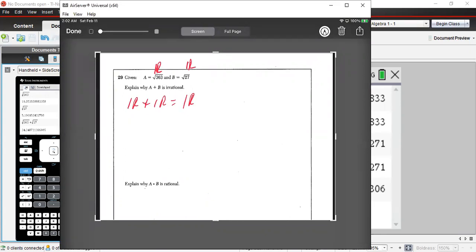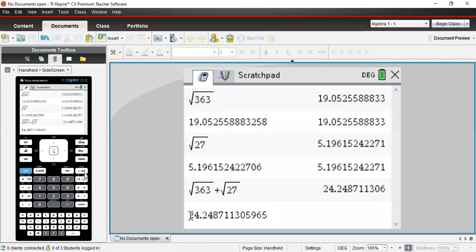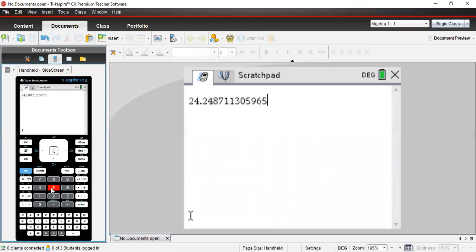All right, now we're going to do the same thing, but now we're going to calculate the product. So let me get rid of all of this. I'm going to do menu 15 and control delete. And so what I'm going to do is I'm going to do control divide 363. And then I'm going to multiply that times the square root of 27, right? Now, I already know that these 2 numbers are irrational, but let's see what the product is.